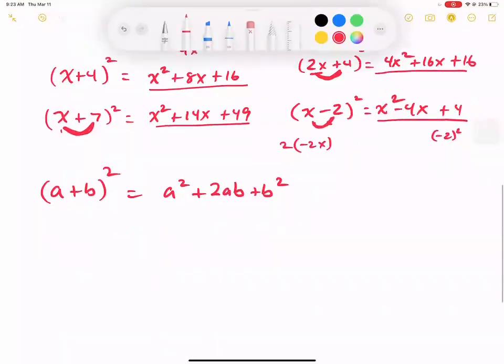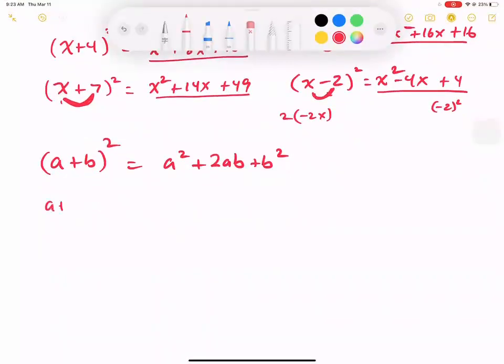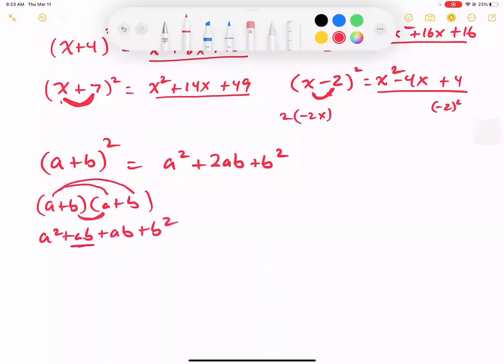To prove that to you one more time, I'm going to multiply it out. A plus b times a plus b. A times a, then a times b. We first work on our a's, a squared plus ab. Then we work on our b's. B times a is still ab, plus b squared. Please take a look. You always end up with two exactly the same terms that you're adding. That's why you always end up with doubling that middle term.